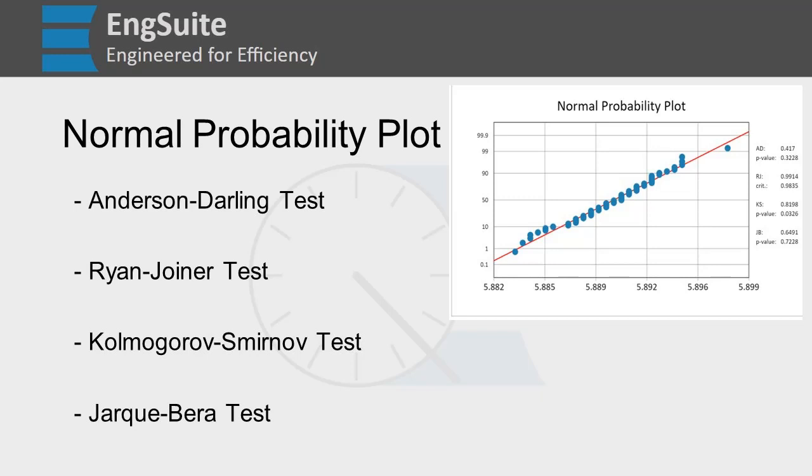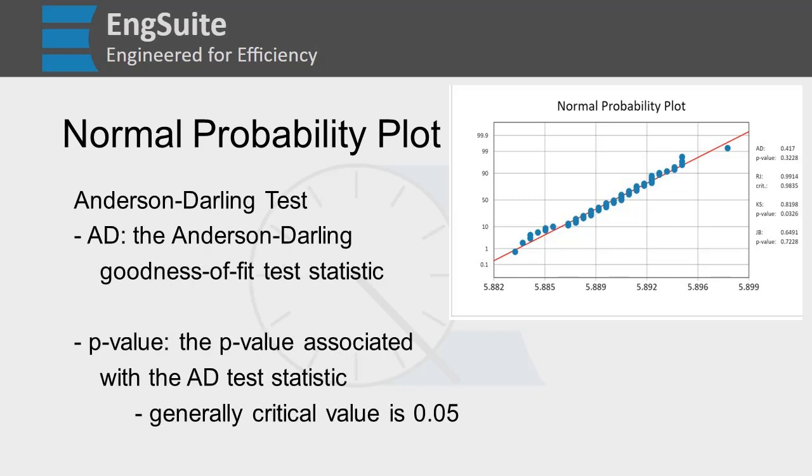That's because capability is calculated basically by using the normal distribution. So we need to be able to assume that our data is generated from a normal distribution in order to use capability. So the first one you'll see up here is the AD and p-value. This is the Anderson-Darling test. AD is the Anderson-Darling goodness of fit test statistic, and p-value is the associated p-value. Generally, your critical value here is going to be 0.05, but you're going to have to consult your own organization's documentation to see what your criteria is.